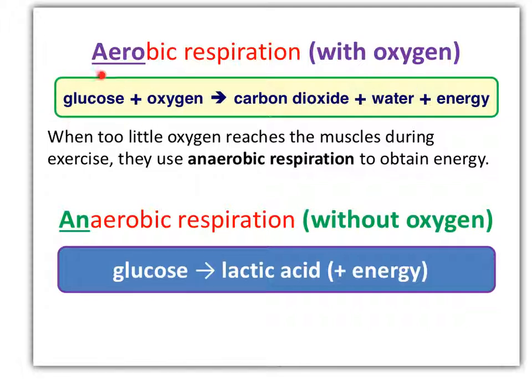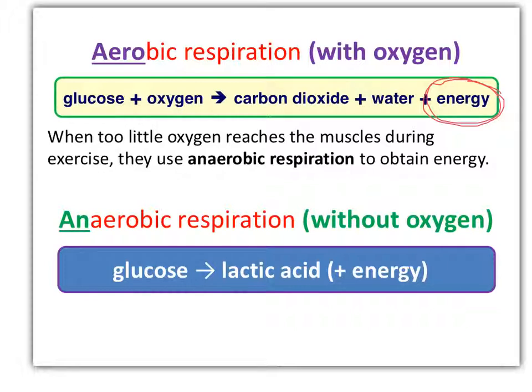Glucose that comes from eating food reacts with oxygen from the air. When they react together, it produces a waste product, which is carbon dioxide, another waste product, which is water, and what is the most important thing? Energy.